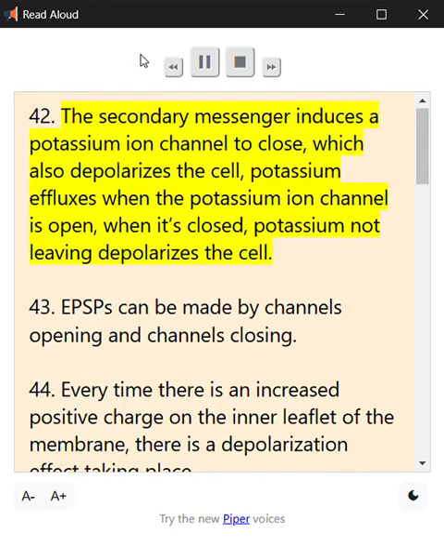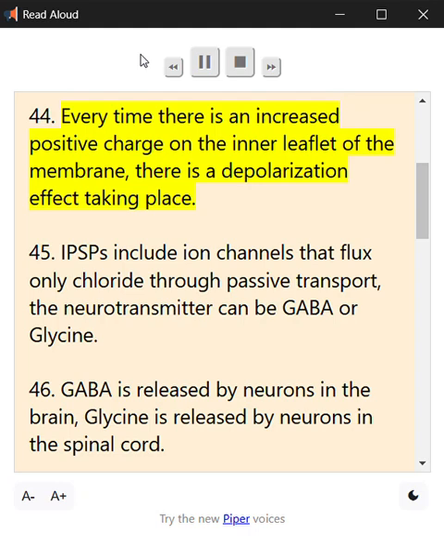42. The secondary messenger induces a potassium ion channel to close, which also depolarizes the cell. Potassium effluxes when the potassium ion channel is open. When it's closed, potassium not leaving depolarizes the cell. 43. EPSPs can be made by channels opening and channels closing. 44. Every time there is an increased positive charge on the inner leaflet of the membrane, there is a depolarization effect taking place.